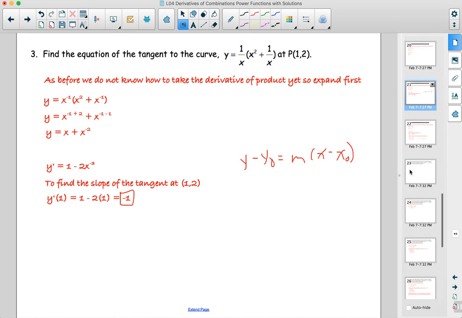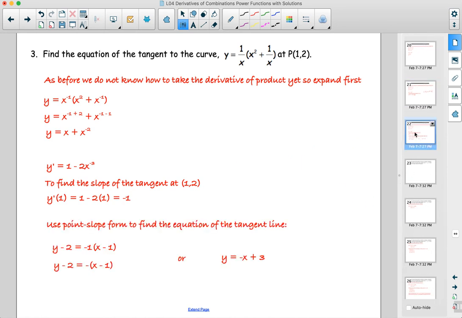Again, you're in control of the timing. Pause whenever you feel you need to. So y minus y naught, the y coordinate is 2, is equal to m, the slope is -1, times x minus x naught, which is 1. So y minus 2 equals -1 times x minus 1. And we can just leave it like that. Now, we didn't have to write the 1 with the negative, so on the next line I just wrote it as y minus 2 equals -(x minus 1).